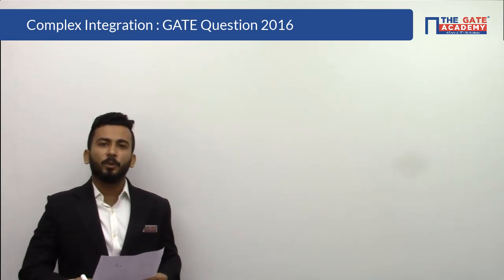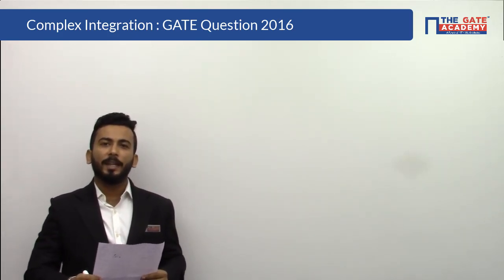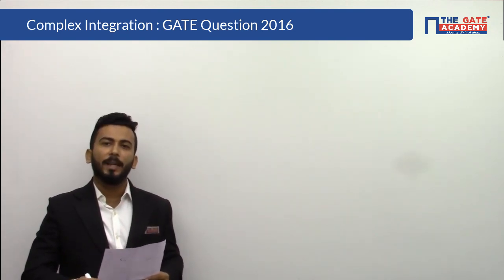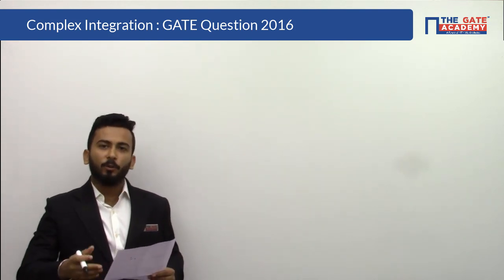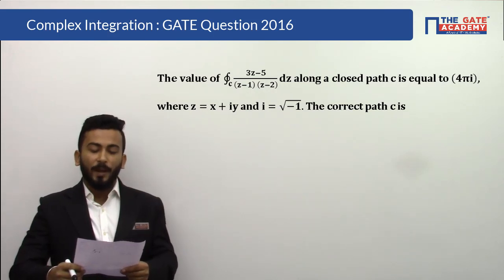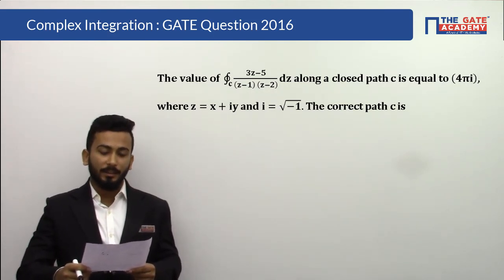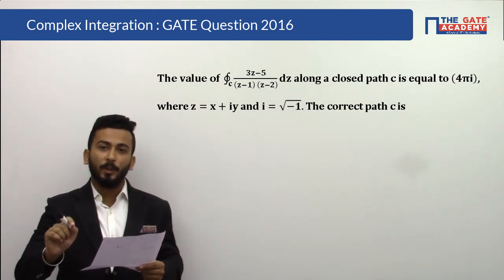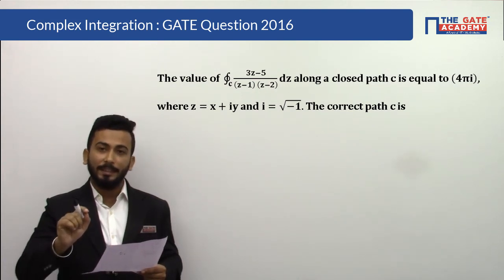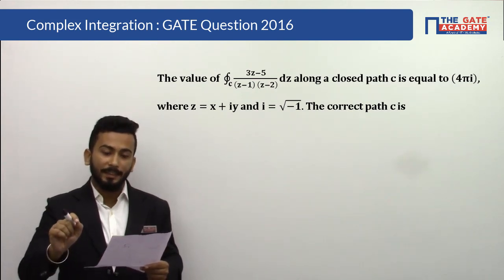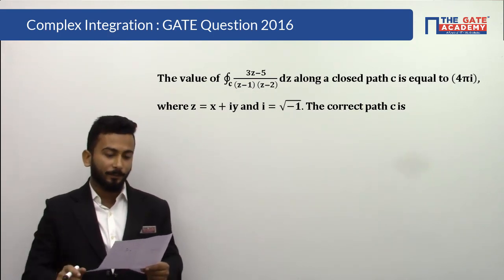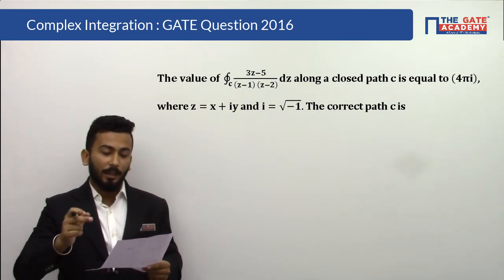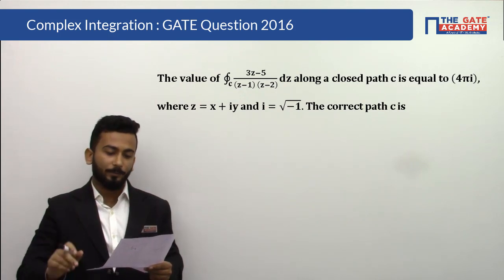Hello students, today we are going to solve a question from GATE 2016 from the Engineering Mathematics subject on the topic of complex integration. I will read out the question for you. The value of the closed integration of (3z minus 5) divided by (z minus 1)(z minus 2) dz along a closed path C is equal to 4 pi i, where z is equal to x plus iy.